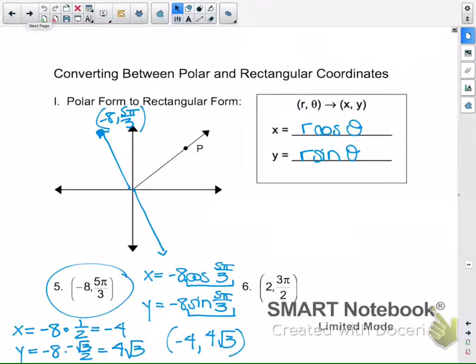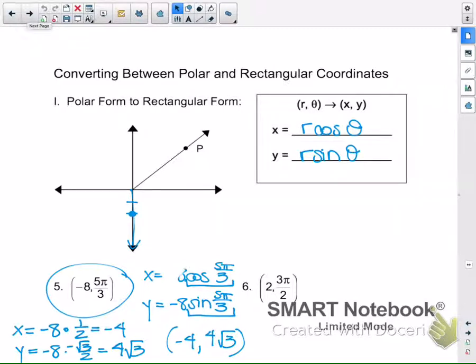If I graphed the point 2, 3 pi over 2, where is 3 pi over 2 in my unit circle? Down here, right? The bottom. 2 along that direction would put it right here. Now, question. If you know where to graph that point, do you actually have to convert it to an x and a y? You should be able to tell from that graph what the x and what the y should be. 0, -2. Right? That's just an xy point right there.